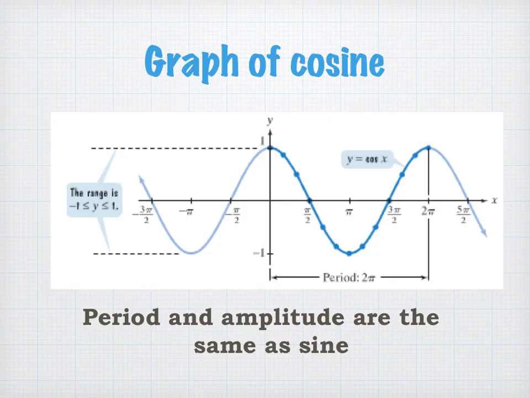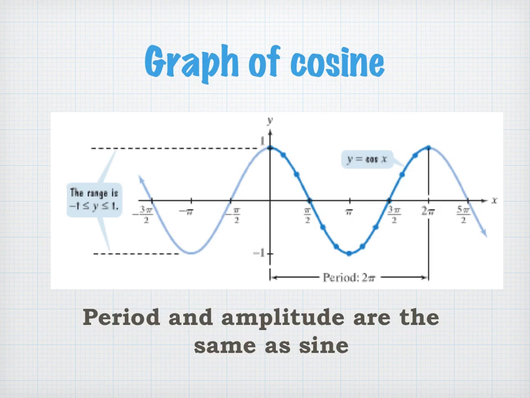Okay, so now what happens when it's cosine? The good news is everything procedure-wise is exactly the same. The steps are exactly the same. We find A, amplitude, B, period. The 5 key points, if there's a phase shift, we adjust it. All of that is exactly the same. The difference between sine and cosine is the shape of the curve.